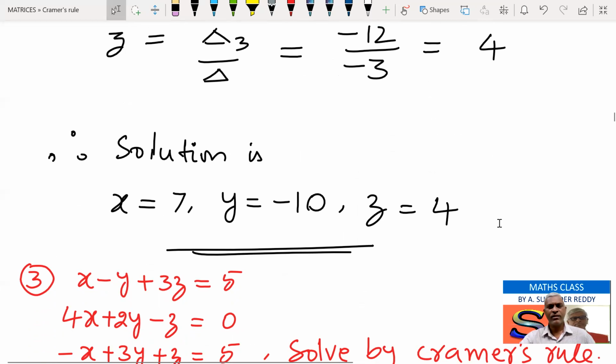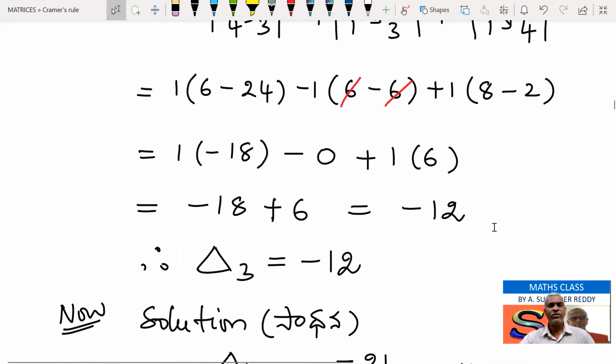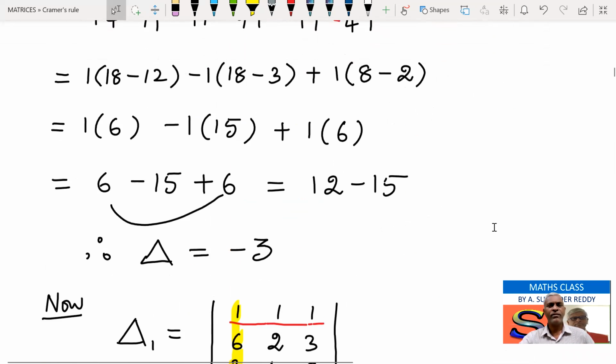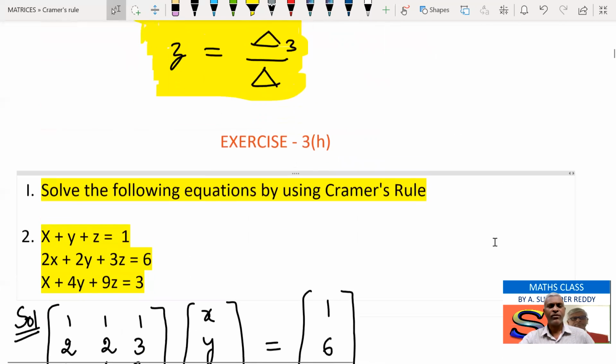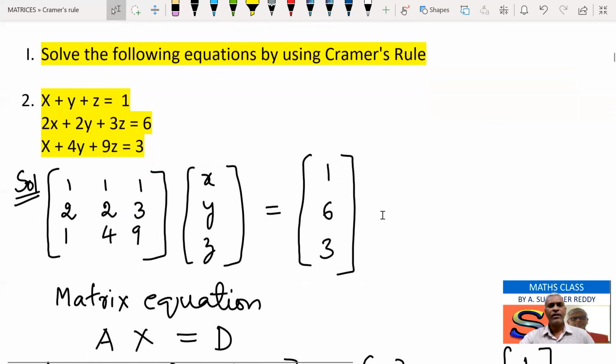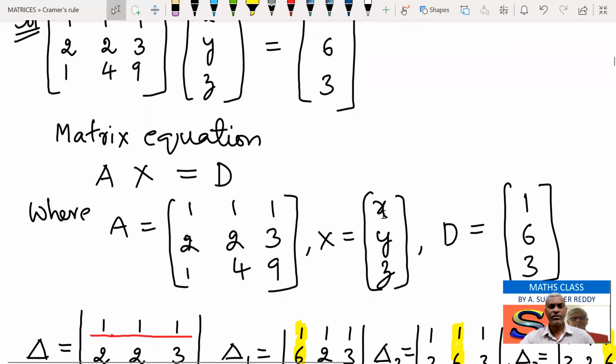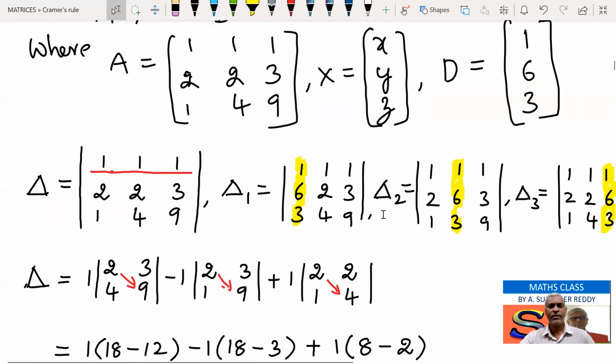You can check the answer whether it is right or wrong by substituting these values in any one of the given equations. You can substitute either in first equation or second or third. They should satisfy all the 3 equations. You can check it. If they satisfy, your answer is right. If they don't, you have to check whether you committed any mistake and rectify it.